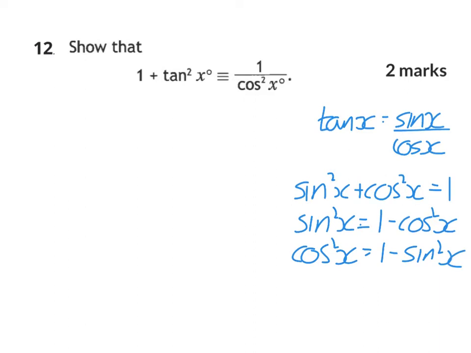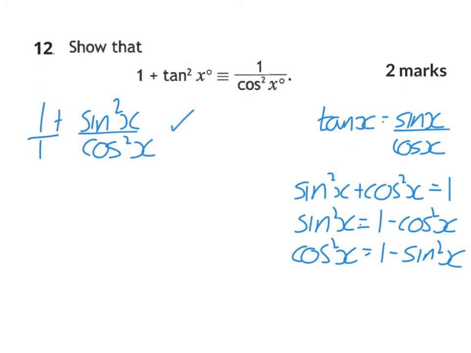So what we have is I'm going to replace that tan squared with sin over cos. So we have 1 plus sin squared x over cos squared x. Okay, so that would get you your first mark. Where we have to go from there is, you'll notice that this 1 over cos squared x is just a single fraction. So we need to turn this into a single fraction. So I'm going to turn that into 1 over 1.